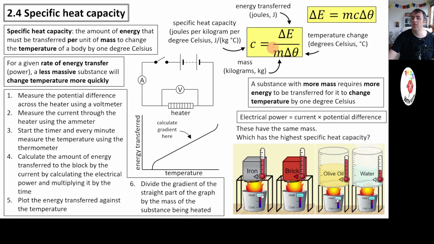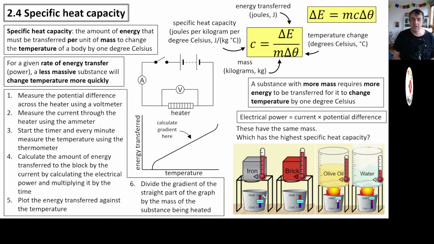What does that mean? Well, if we transfer a certain amount of energy into a body, if it has more mass, we get a lower temperature change. Makes sense. The energy is spread out further. If we transfer more energy, we get a bigger temperature change for a given mass and a given type of material, substance. That makes sense because this fraction has to be equal to c, which is a constant. So you can run around this equation and see how it all fits together.